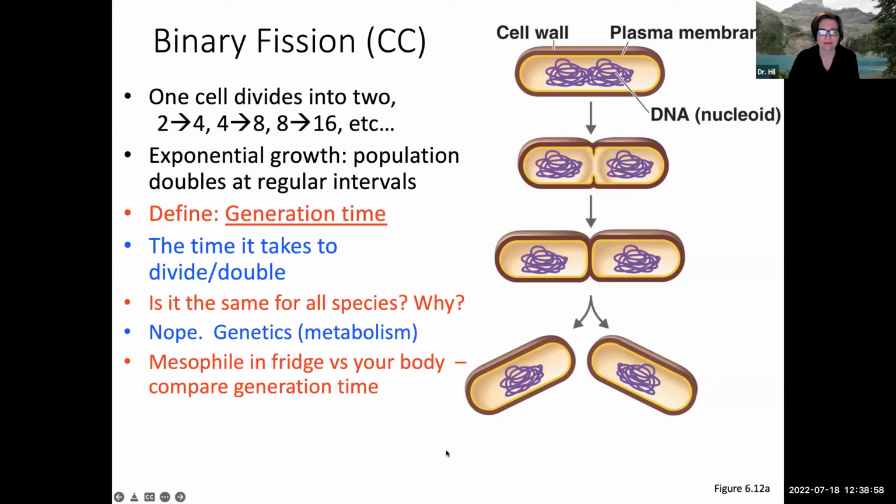Let's do a concrete example. Let's take a mesophile and put him in 2 conditions where he's able to grow, right? Let's put him in the refrigerator. Let's put him inside your body. Where is the generation time going to be the shortest?